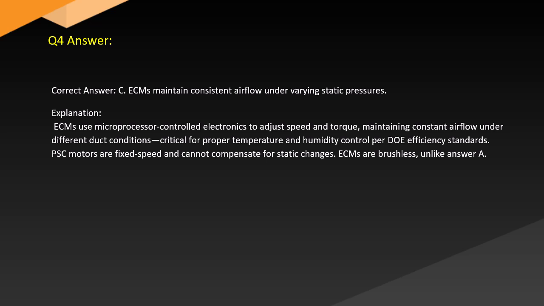Answer. Correct answer: C. ECMs maintain consistent airflow under varying static pressures. Explanation. ECMs use microprocessor-controlled electronics to adjust speed and torque, maintaining constant airflow under different duct conditions. Critical for proper temperature and humidity control per DOE efficiency standards. PSC motors are fixed speed and cannot compensate for static changes. ECMs are brushless, unlike answer A.